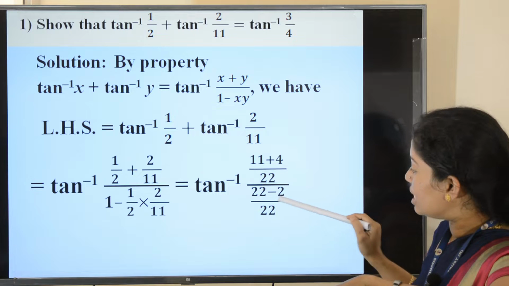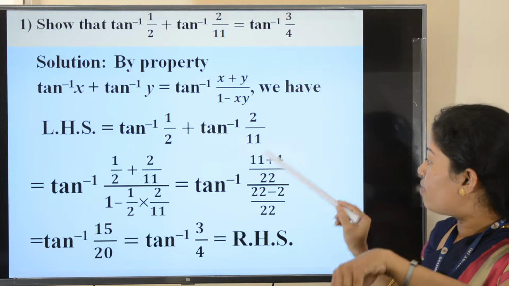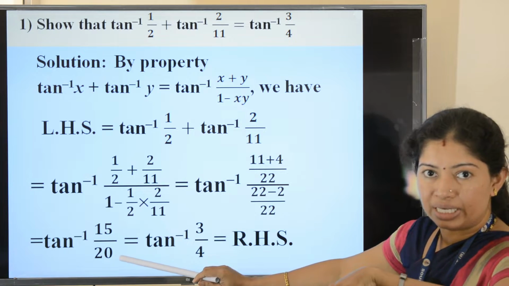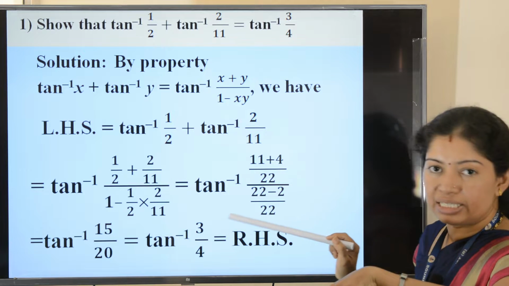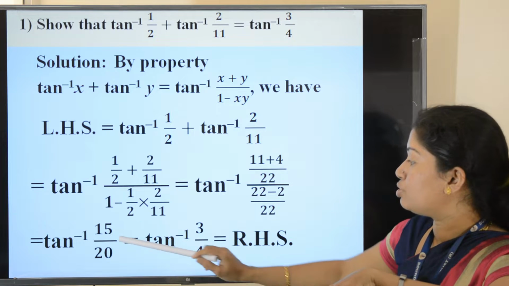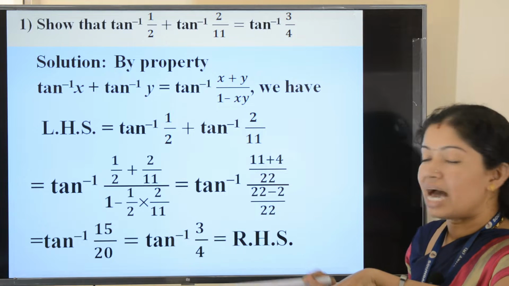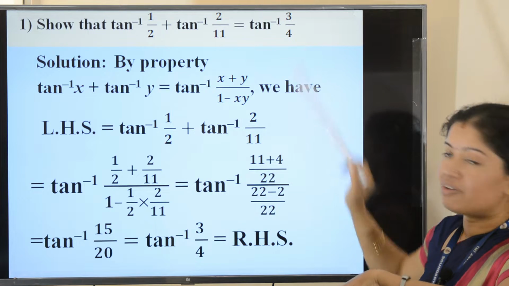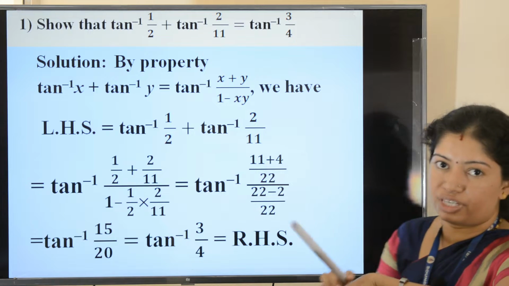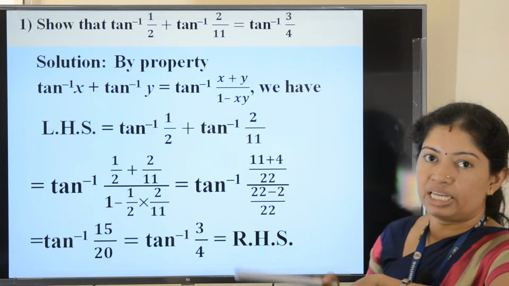Now you can cancel these 22. Then you are left with tan inverse of 11 plus 4, that is 15, and 22 minus 2 is 20. Next, you can simplify this one. It is tan inverse of, 5 3s are 15 and 5 4s are 20. So it will become tan inverse of 3 by 4, which is our right hand side. So we have proved this expression. How did we prove it? We started with this property. You need to apply it here.